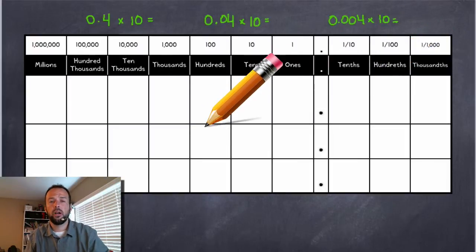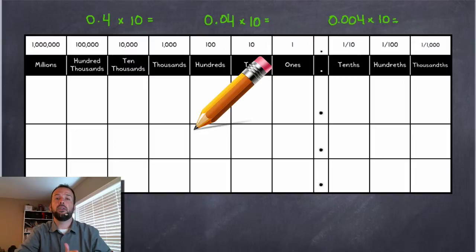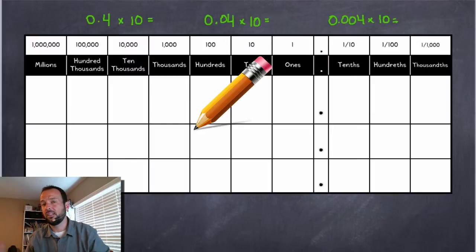Now, if we remember on our place value chart, anytime we multiply by 10, we're going to go up a place value, right? That's kind of the pattern we're going to follow. We did that with division a little bit ago. We divided by 10 and we went smaller. We slid to the right. This time we're going to be sliding to the left.